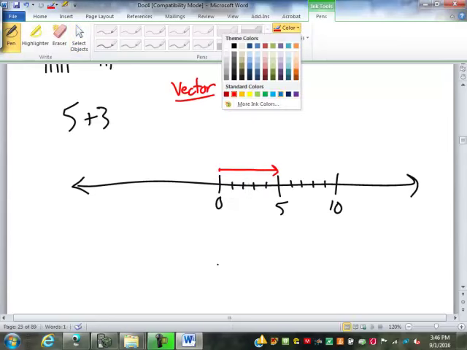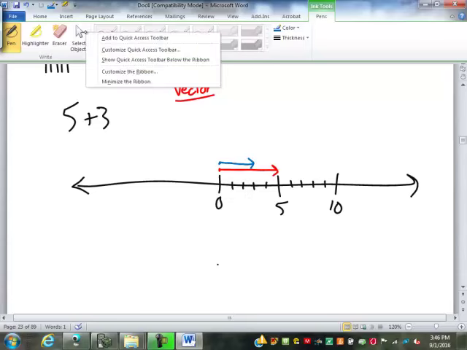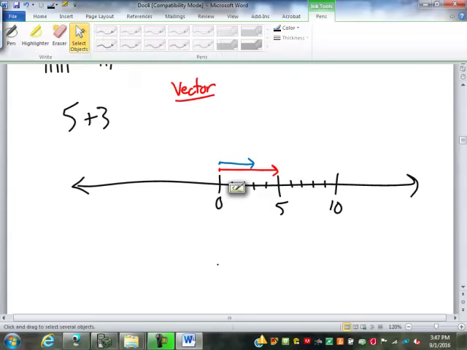So then, of course, a 3 would start at 0 and go to 3. It goes 3 units in the positive direction. The operation of addition literally means to combine. So when we're adding 5 and 3, what we're doing is we are combining their vectors. Like that. So now we can see that we have one big long vector that goes from 0 to 8.